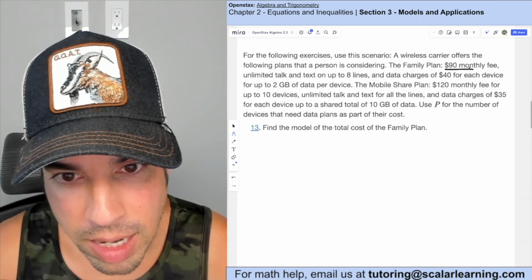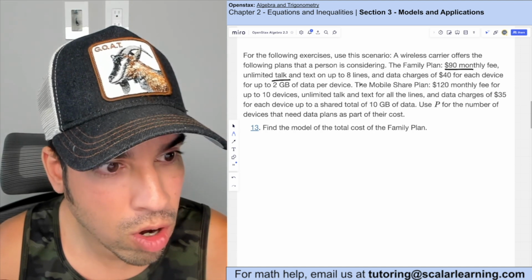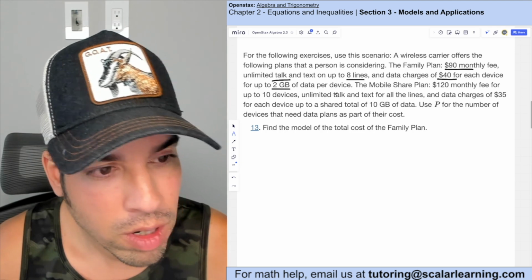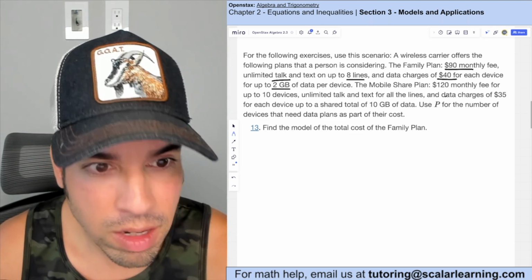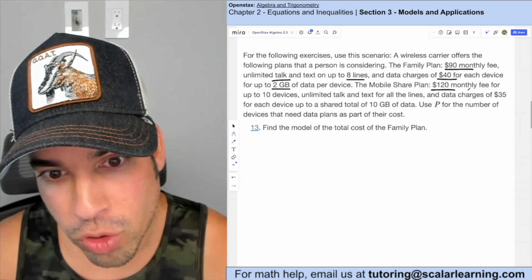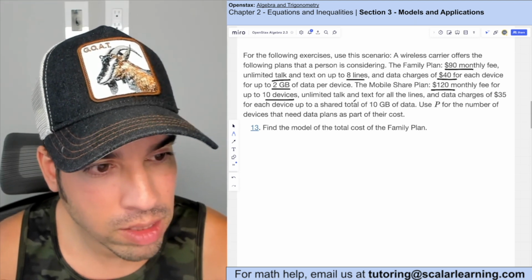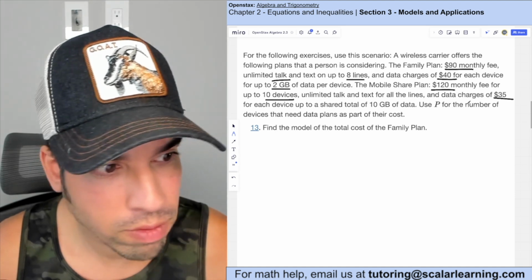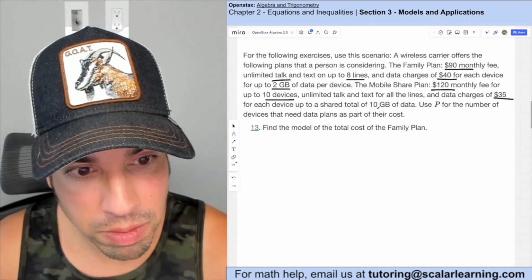Boom, done. So here we've got a family plan, $90 per month, unlimited talk, and up to 8 lines. Data charges of $40 for each device for up to 2 gigs of data per device. The mobile share plan is $120 monthly for up to 10 devices, unlimited talk and text for all lines, and data charges of $35 for each device, up to a shared total of 10 gigabytes.